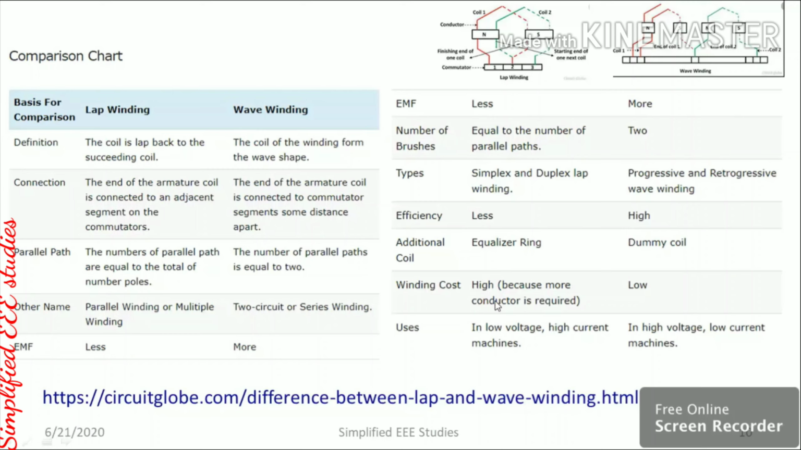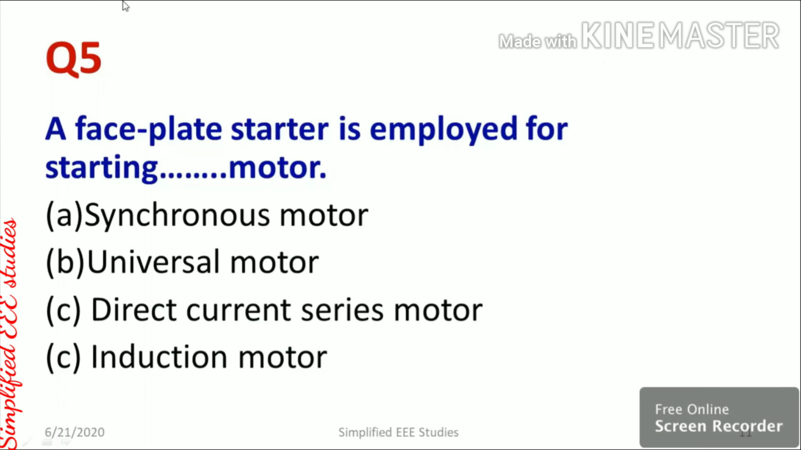Then winding cost. Winding cost is too high in case of lap winding, but winding cost is comparatively less in case of wave winding. Then application, I already explained. It is suitable for low voltage and high current application, but wave winding is suitable for high voltage and low current application. Question number 5.